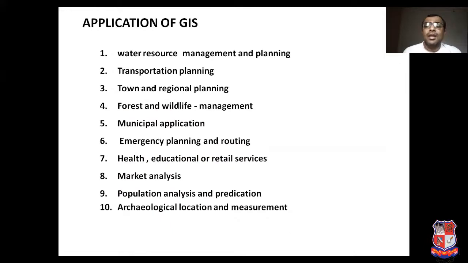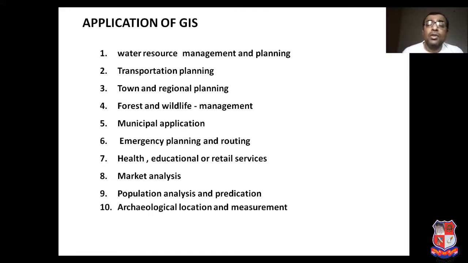Now let us see the last topic, the applications of GIS in civil engineering. There are 10 applications of GIS. First, GIS is applicable in water resource management and planning. Second, GIS can be used for transportation planning. Third, GIS can be used as a town planning and regional planning tool.